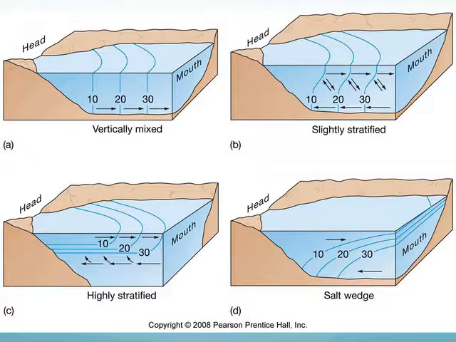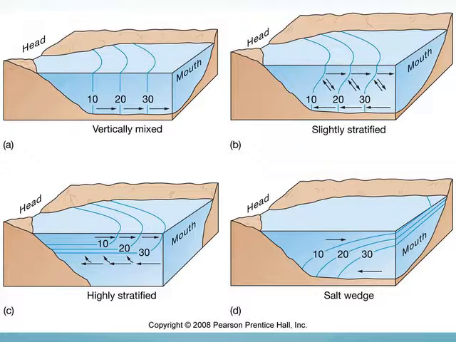In B, which is the top right-hand image there, that's of a slightly stratified estuary, and so you have basically a vertically mixed estuary, but the river flows are a little bit stronger, and so you tend to see an angle to the salinity measurement as you go down in depth.